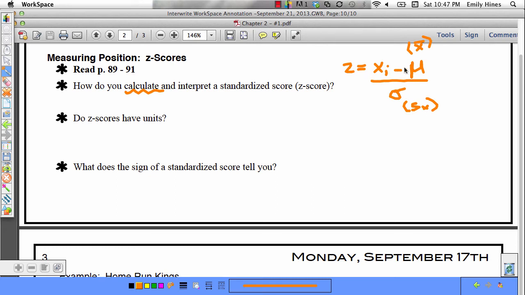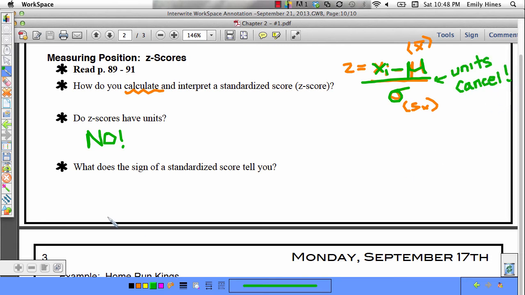What this does is this part tells me my distance from the mean, and then by dividing by the standard deviation, I can figure out how far it is in relation to everyone else, because that gives me a measure of spread. Z-scores do not have units, because since standard deviation has the same units as these, when I subtract, my units stay the same, but then when I divide, my units cancel.